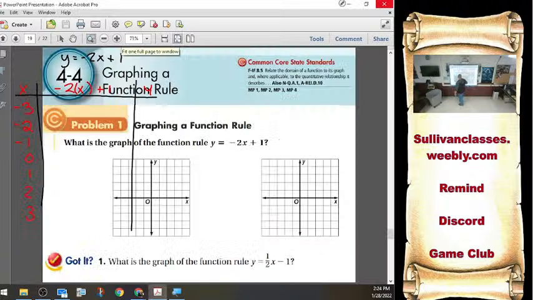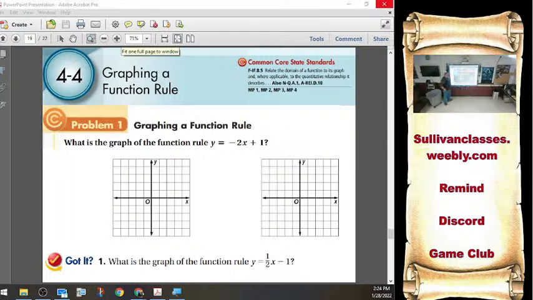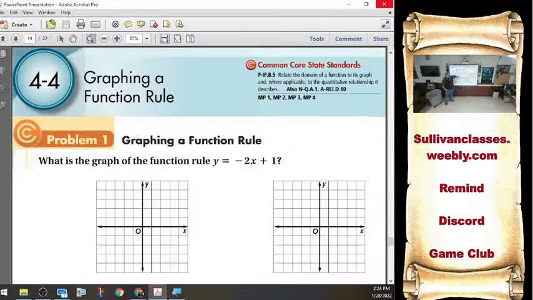So, here's how you do it. I hope you have, once upon a time, taken basic notes in a math class. Top of page 4, graphing a function rule.